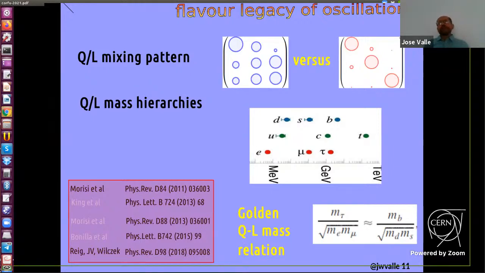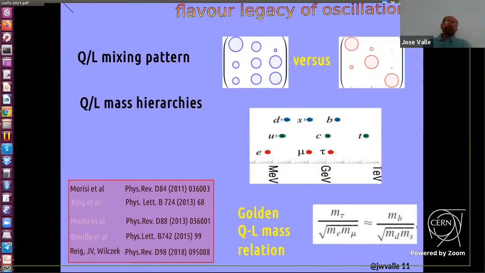But perhaps more interesting is the fact that all of them, however different, converge into this beautiful bottom-tau flavor-dependent unification formula, which is rather successful, and I call it the golden mass relation. And I believe that this golden quark-lepton mass relation does form an ingredient of an ultimate theory of flavor.